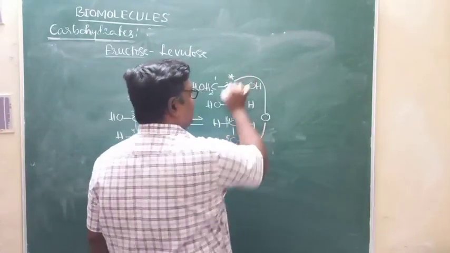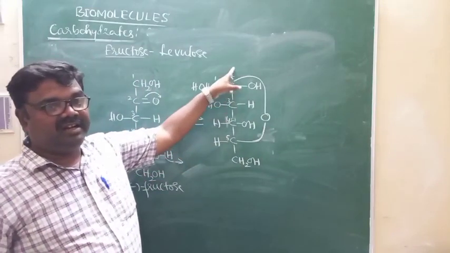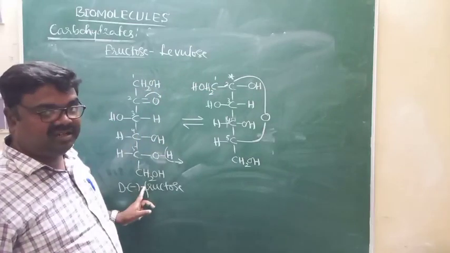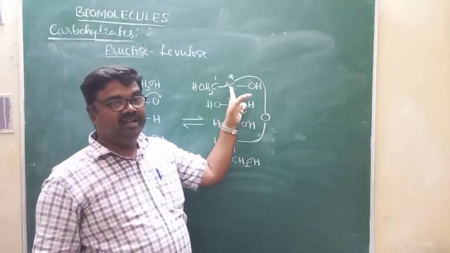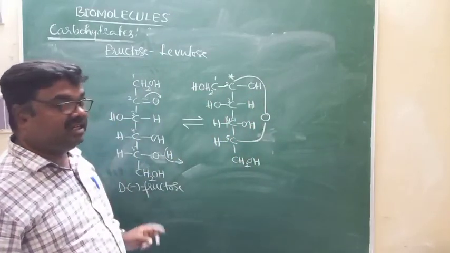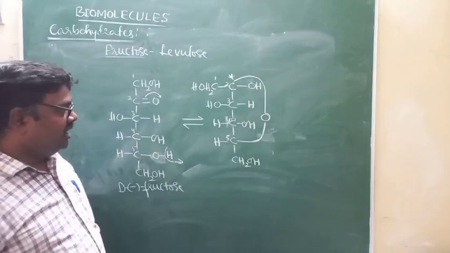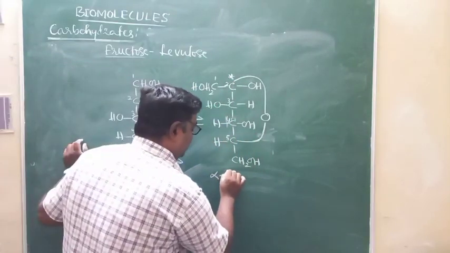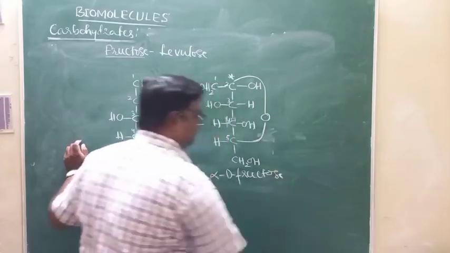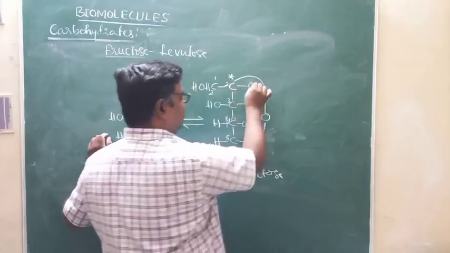Here, this is the anomeric carbon atom. As I said, the anomeric carbon atom is the asymmetric carbon atom in the cyclic ring structure, which was the carbonyl carbon in the open chain structure, and this is what we call the anomeric carbon atom. And this is alpha D fructose, because the OH group at the anomeric carbon atom is on the right side.